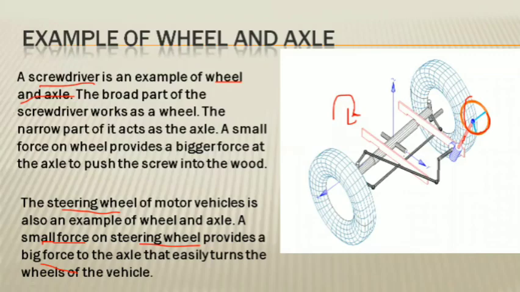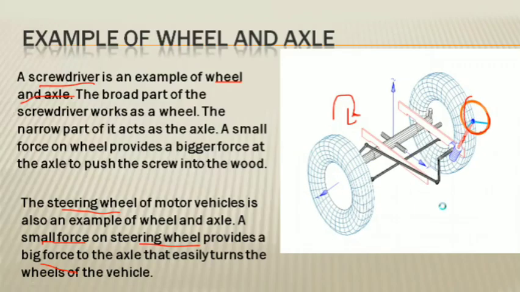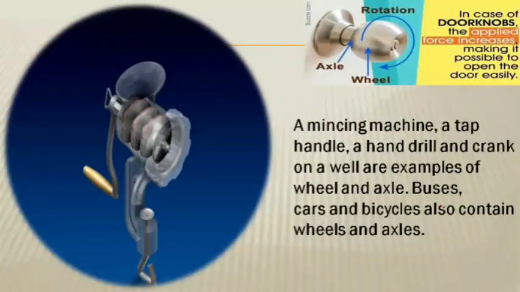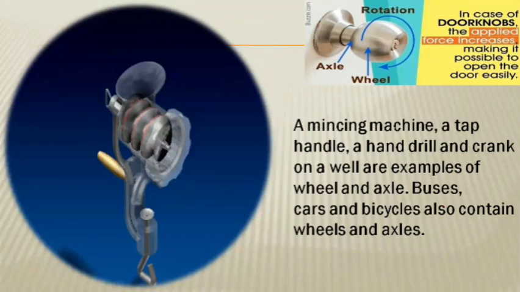So these are very good examples in our daily life in which we use wheel and axle. The other one is the mincing machine. You know the mincing machine?